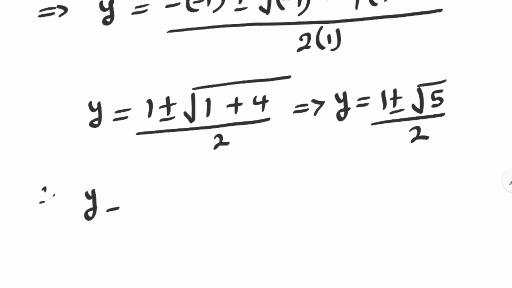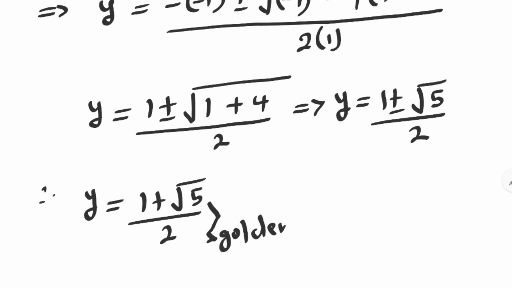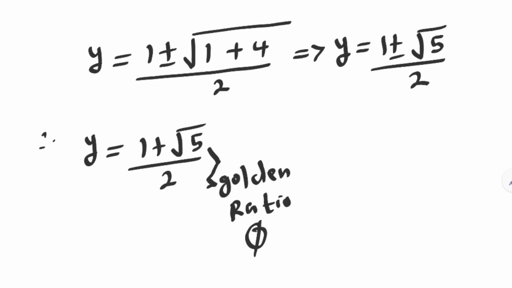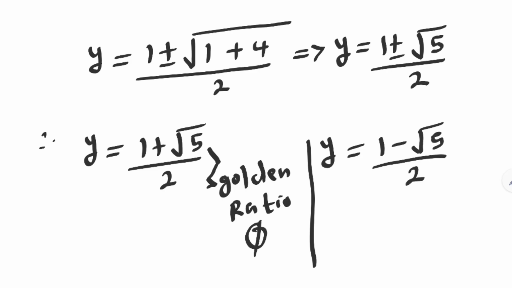Therefore, y is equal to 1 plus square root of 5 divided by 2, and this is the golden ratio, Phi, or y is equal to 1 minus square root of 5 divided by 2. We've gotten the values of y here and y here. This is y1 and this is y2.